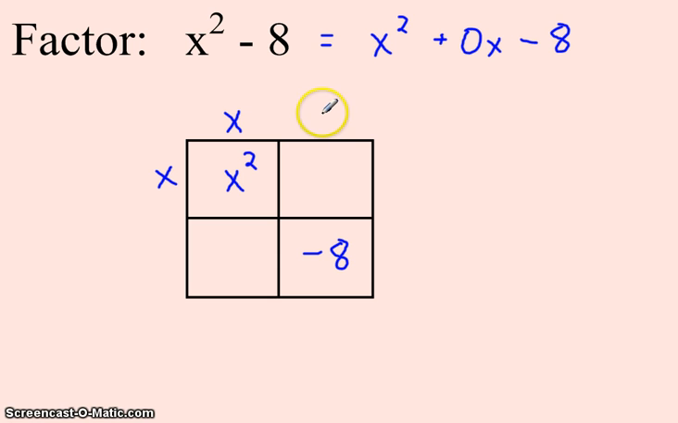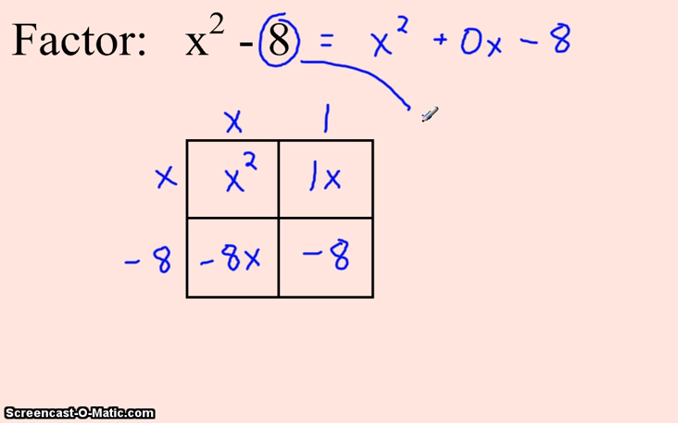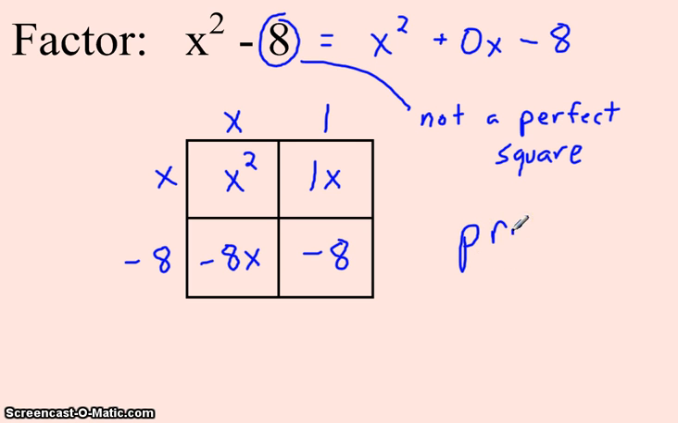Instead of 2 and -4, I can try 1 and a -8. But again, this is not going to cancel out to 0. This is going to be -7x, not plus 0x. So this can't factor either. And the reason is because this is not a perfect square. So this is prime. Can't factor it. It's just x squared minus 8.